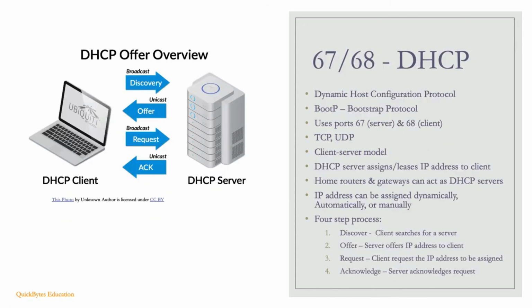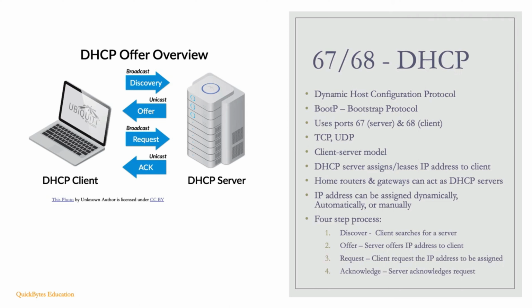DHCP is a fundamental building block for understanding how devices communicate on a network. DHCP stands for Dynamic Host Configuration Protocol. DHCP is based on BOOTP, which stands for Bootstrap Protocol. DHCP uses UDP ports 67 and 68. DHCP servers use UDP port 67, and DHCP clients use UDP port 68.